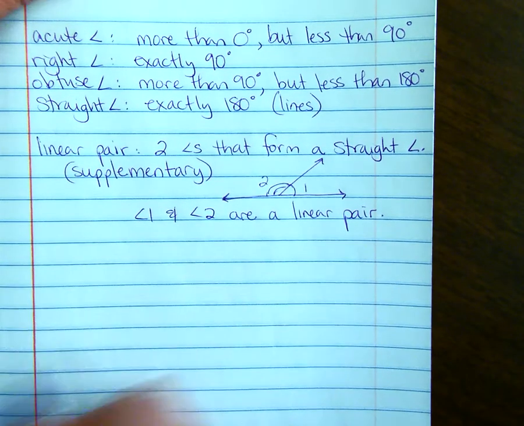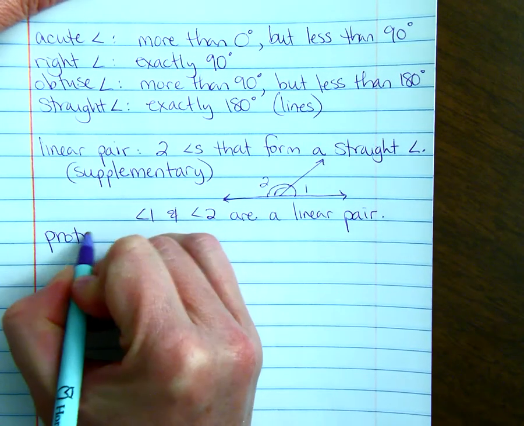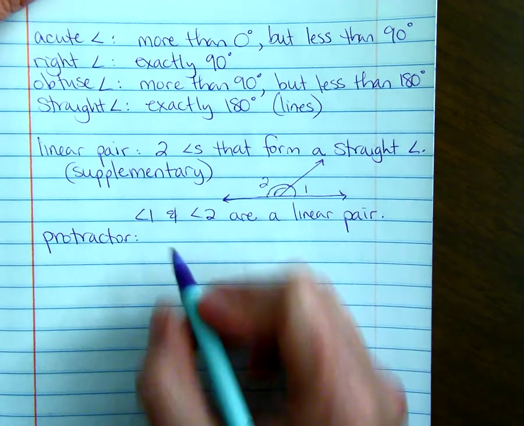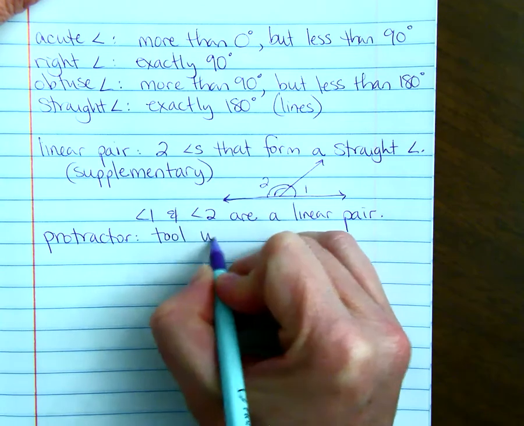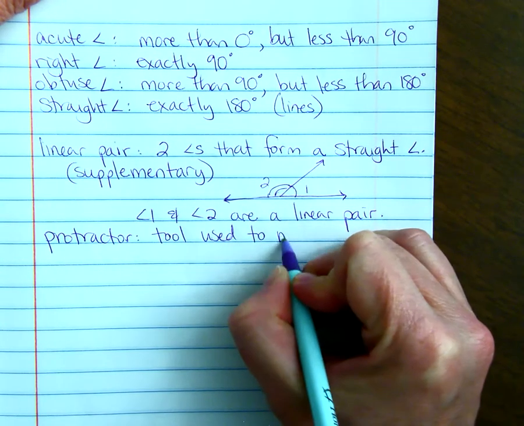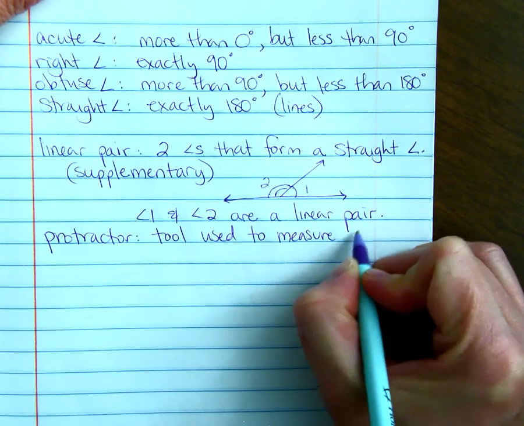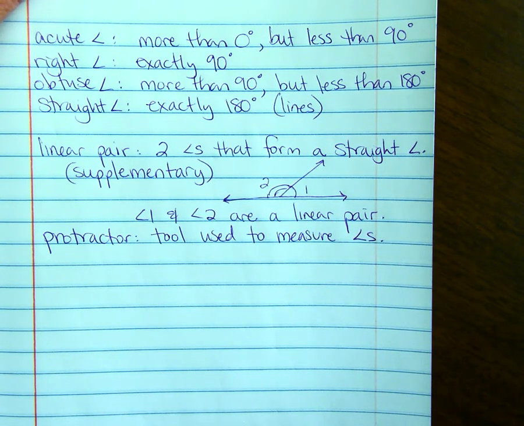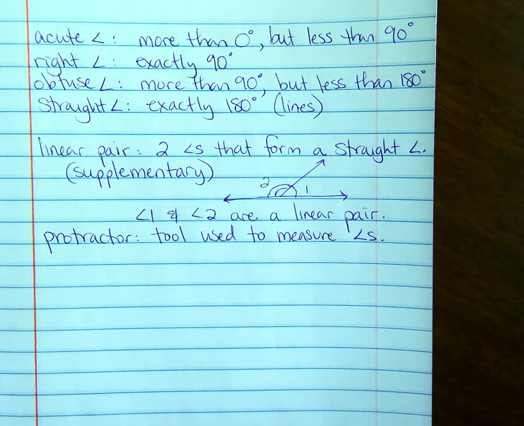And the last definition we're going to write is for a protractor. That is a tool that we use to measure angles. Okay, that's the end of the lesson.